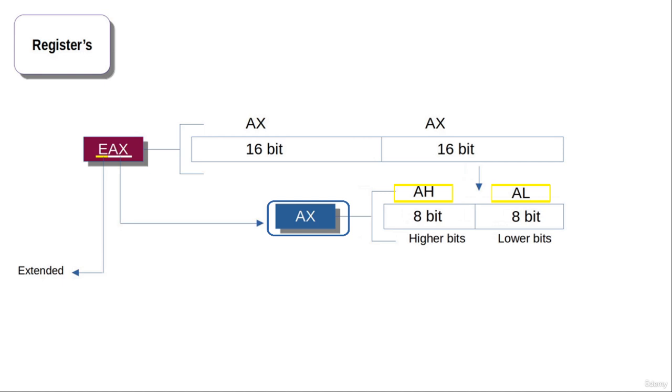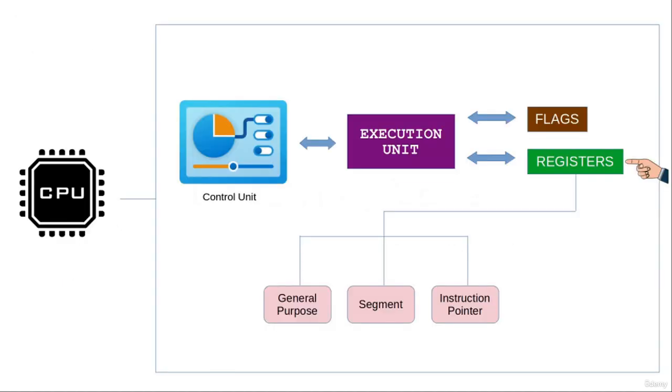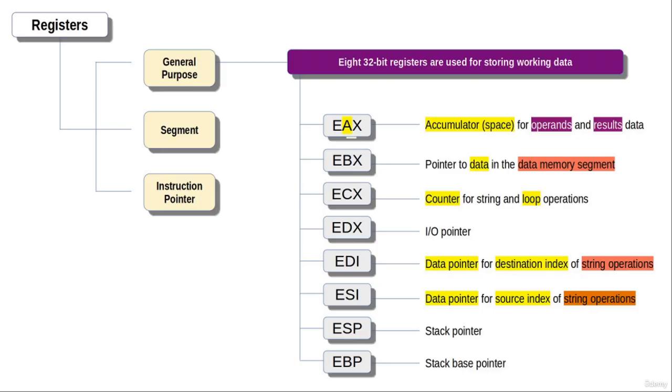Now let's talk about types of registers in the CPU. There are 3 types of registers in CPU, and these are general purpose registers, segment registers and instruction pointer registers. Let's see these types one by one. In general purpose registers, we have 8 32-bit registers which are used for storing working data. Let me show you the working of these registers one by one.